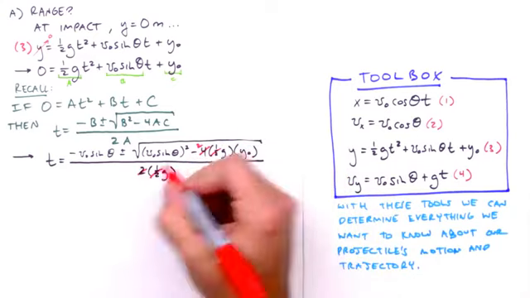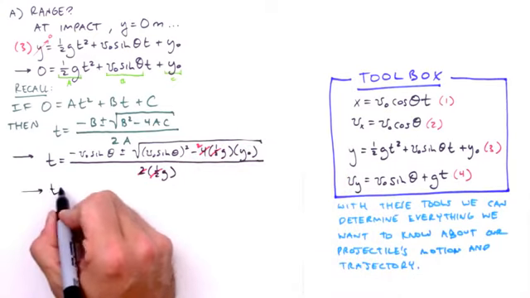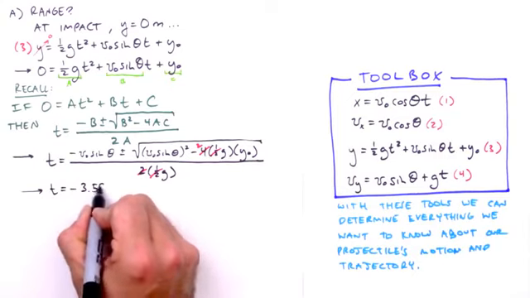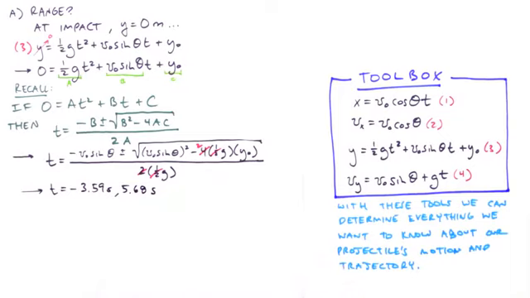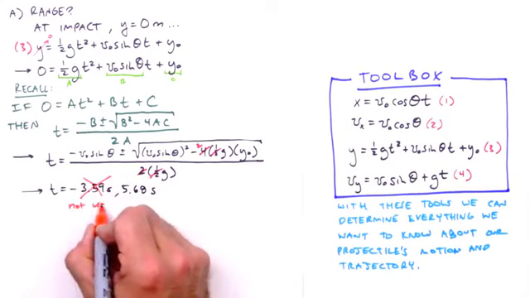Simplifying just a few terms and then inserting our values, we find that t equals negative 3.59 seconds, or positive 5.68 seconds. The negative value is not useful for this problem. Negative time? What does it mean? So we'll lovingly discard it.